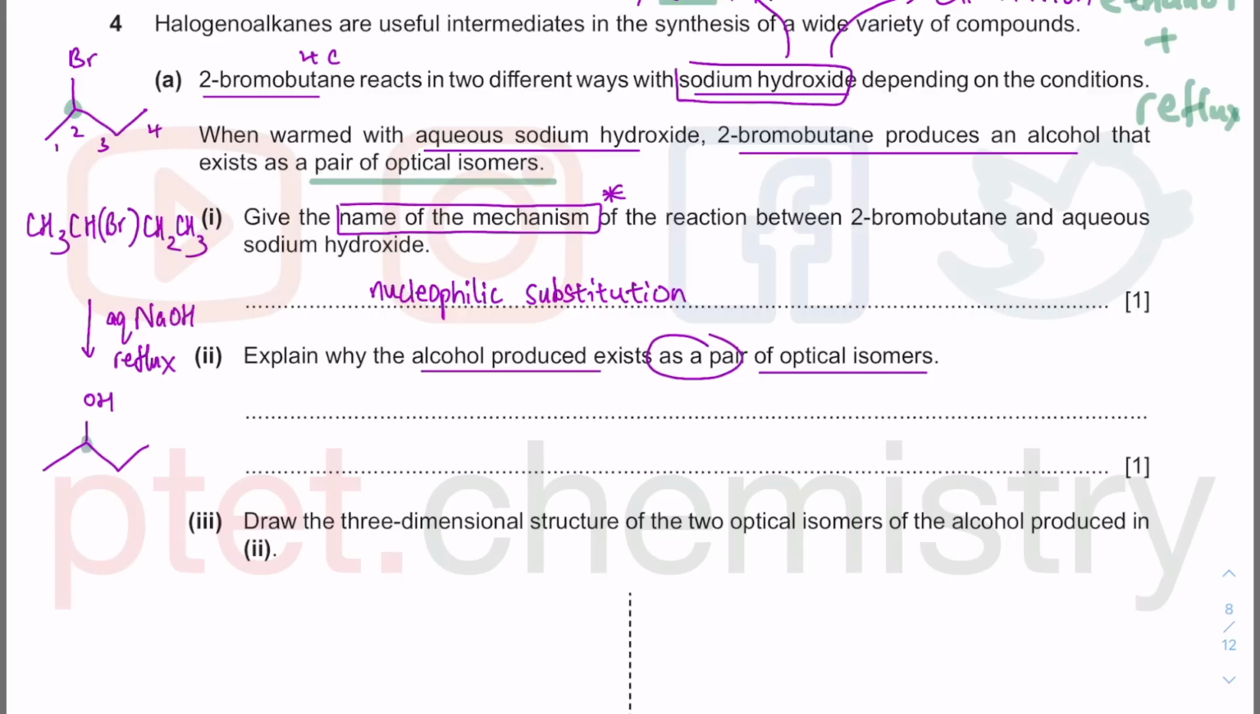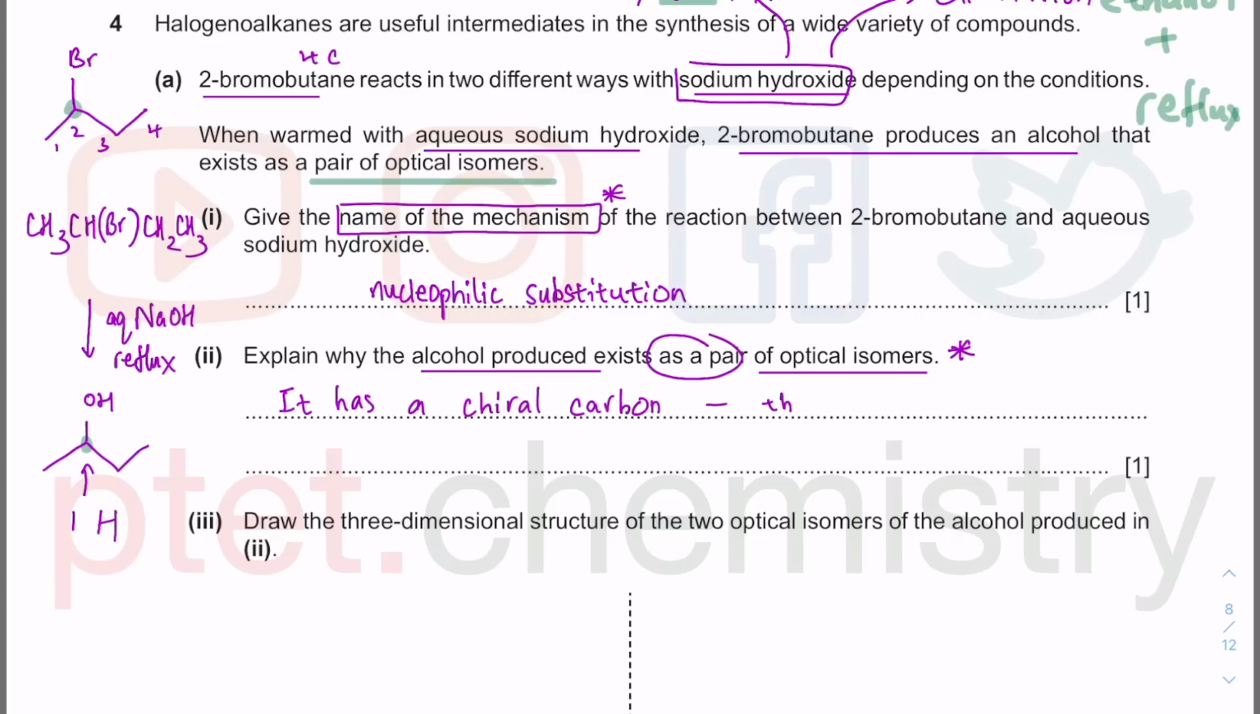Now this carbon has 1 OH, 1 CH3, 1 CH2CH3, and 1 hydrogen. In skeletal formula, we don't show the hydrogen bonded to the carbon. Carbon forms 4 bonds, 1, 2, and 3. There is 1 hydrogen there. So basically, they're asking you what is meant by optical isomer. That's the nature of this question. Okay, so it has a chiral carbon, and that is not enough. There are 2 marks, so the explanation must be stated.